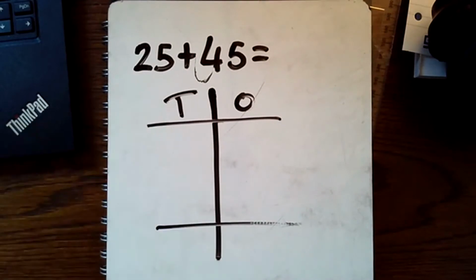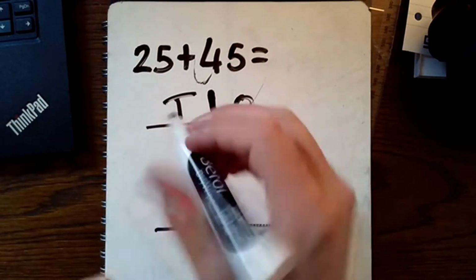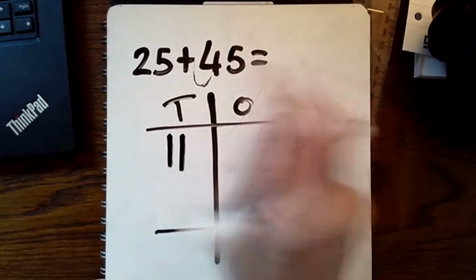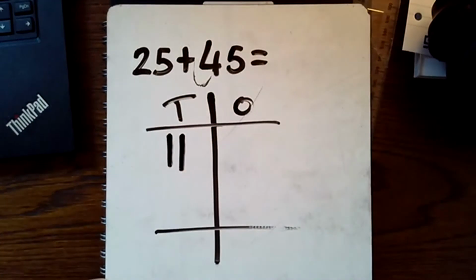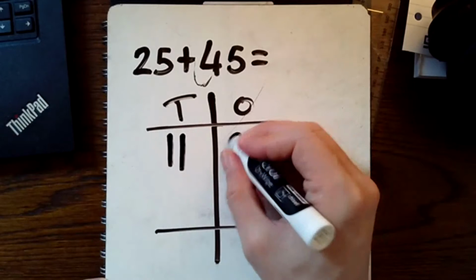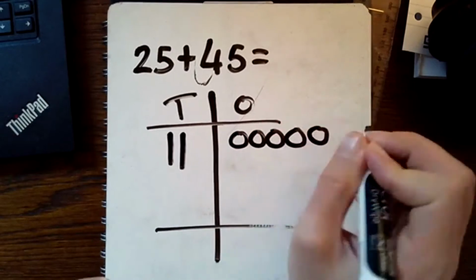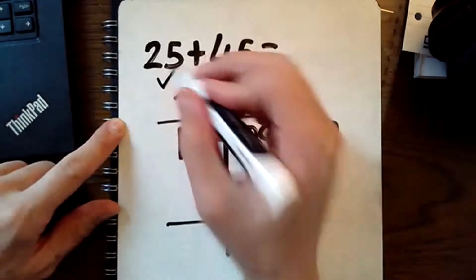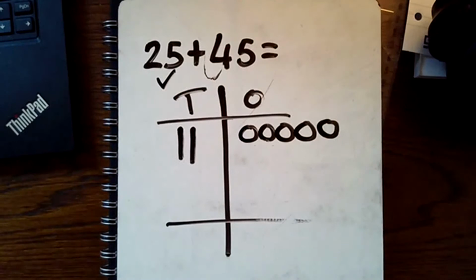How many tens are in 25? 2. Well done. How many ones are in 25? Well done. 5. 1, 2, 3, 4, 5. I've represented the first part. Might just tick it off to show you. You don't need to do that necessarily. Then I will add 45. I need to represent 45.